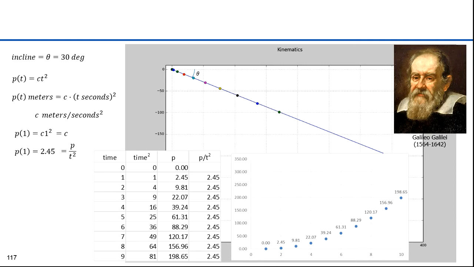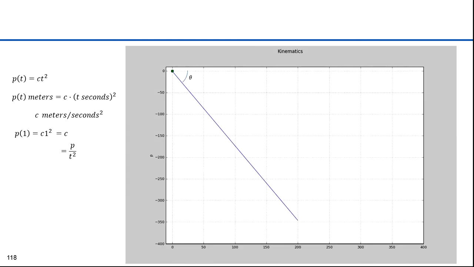P of t is an exponential function. The y component of P of t is the cosine of theta. The cosine of 30 degrees is 0.5 or 1/2, so the y component of c would be 4.91. Galileo noticed that the balls rolled faster when the incline angle was increased. Here theta is 60 degrees.